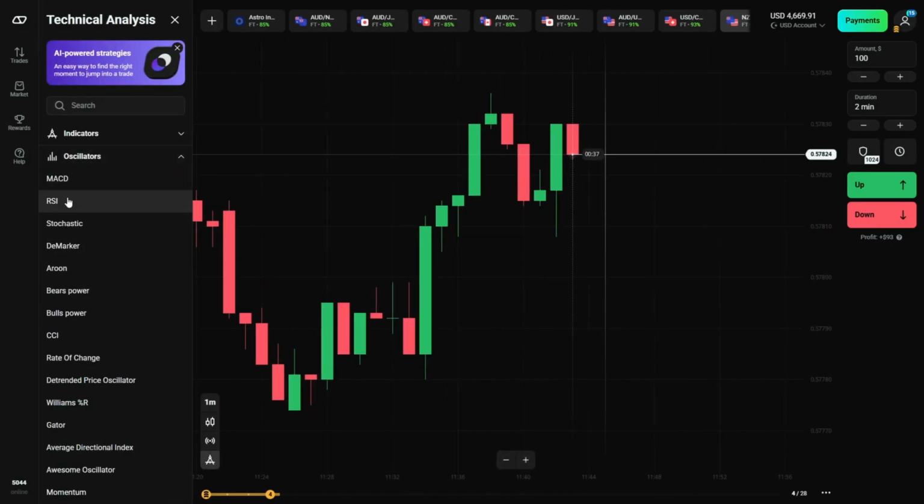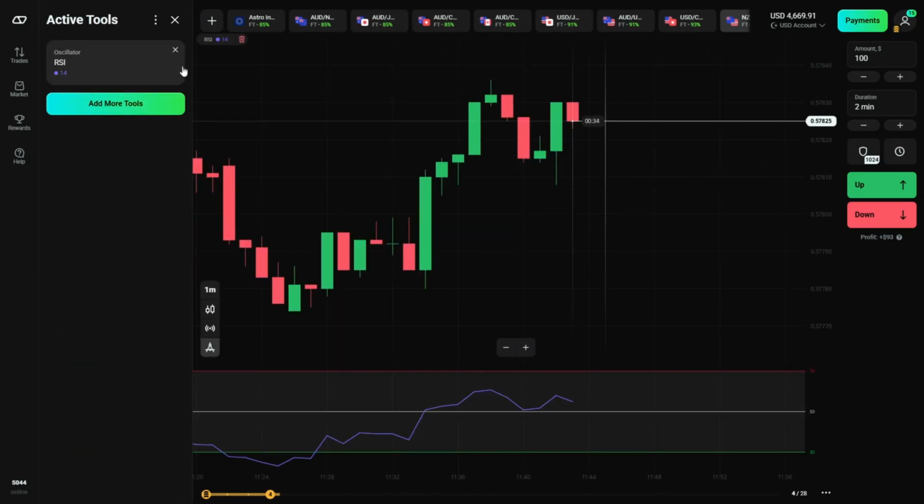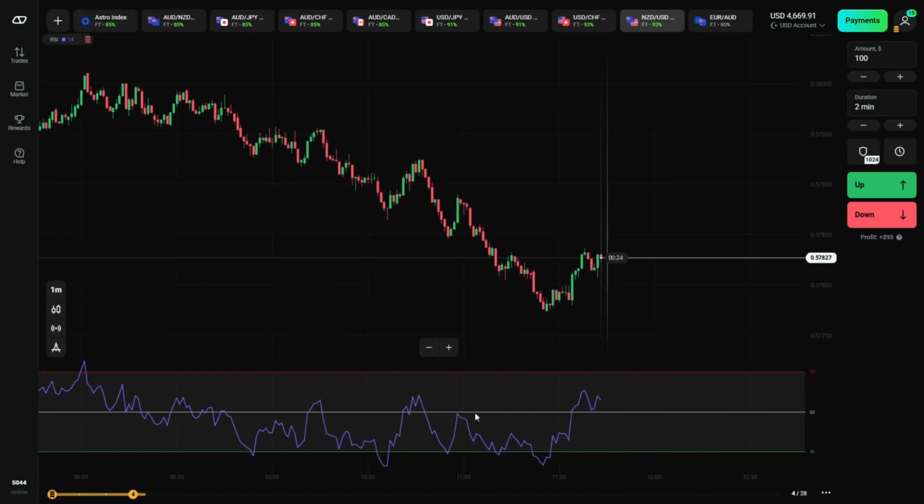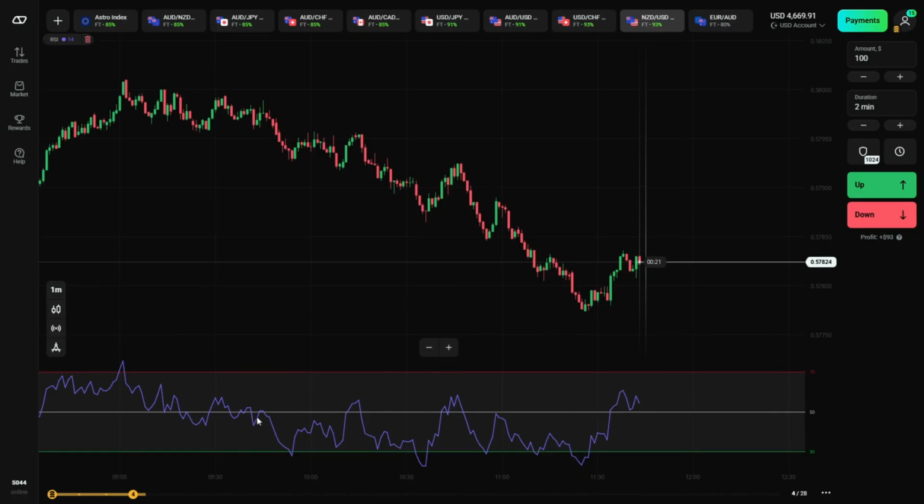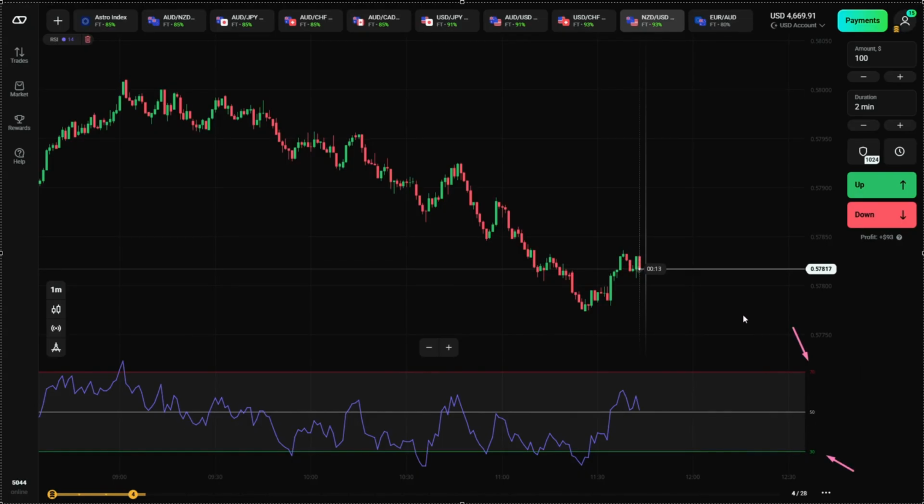After you log into the Olympa Trade platform, the link is below the video, go directly to the indicators section. You'll find the RSI right there, as you can see. Add it directly and leave its settings as they are because we're going to explain it and how to use it. Close the settings and the indicator will appear below.